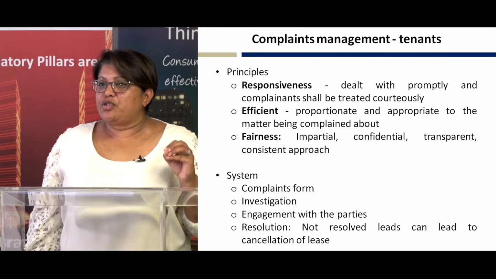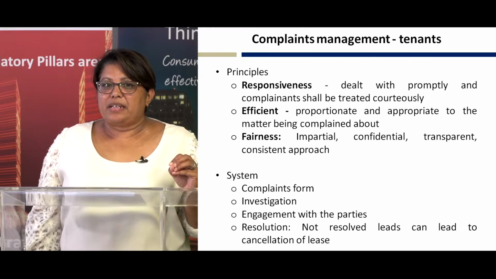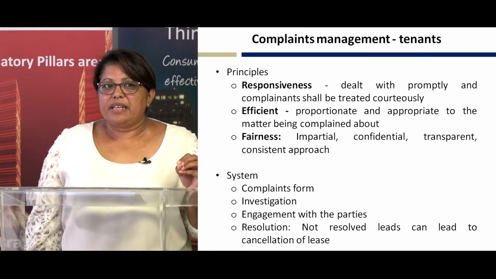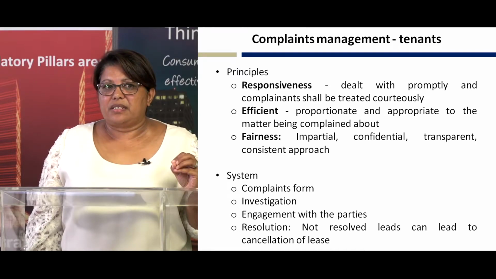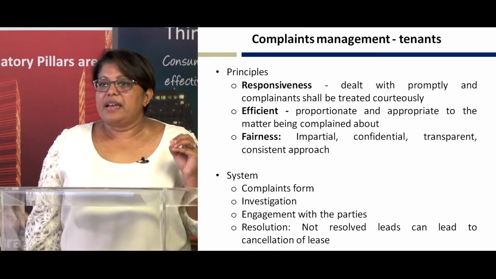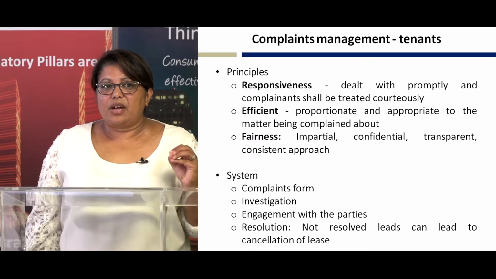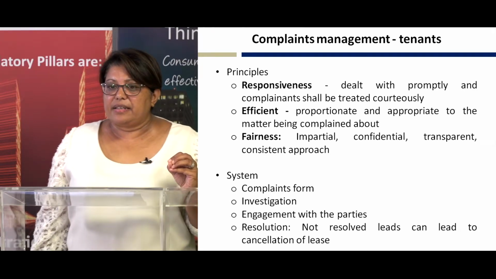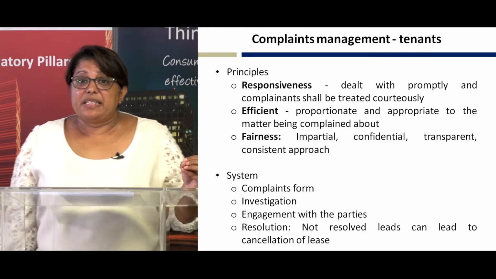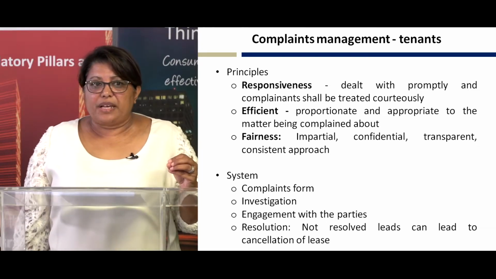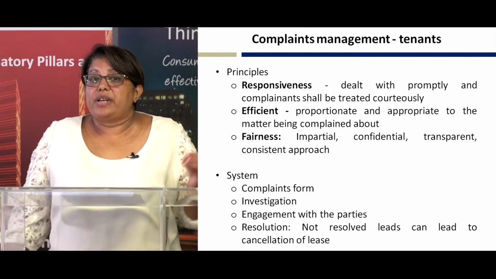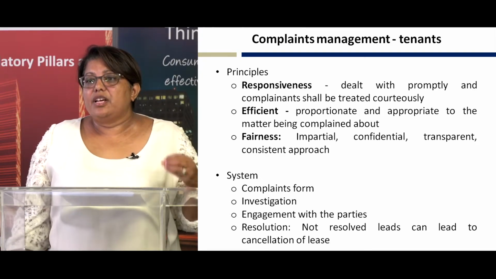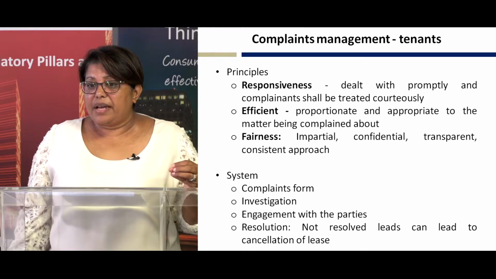You can't say to one tenant, there's no pets allowed, and allow pets in the next unit. So your message must be consistent. If that's what the house rules say, that is what it says, and that's the only thing that you can communicate. The system in dealing with complaints, you should have a complaints form that tenants have readily available or neighbors have readily available so that they can formalize the complaint.